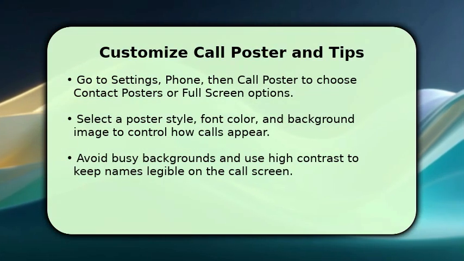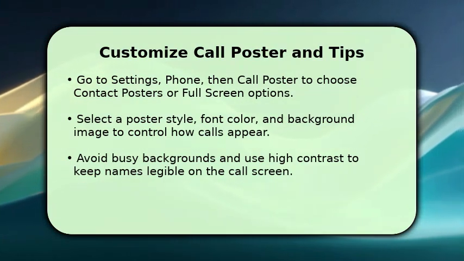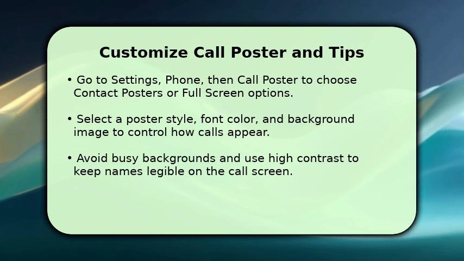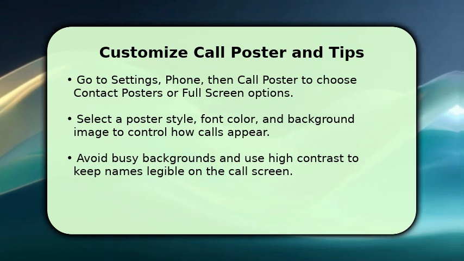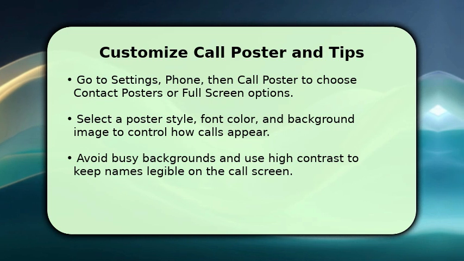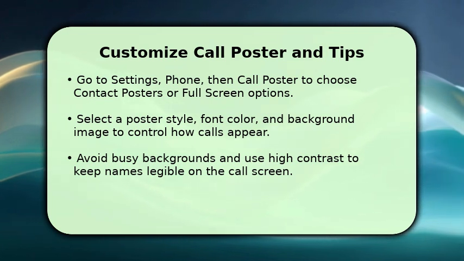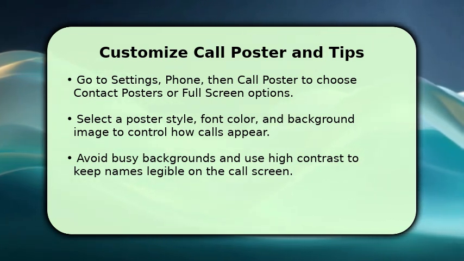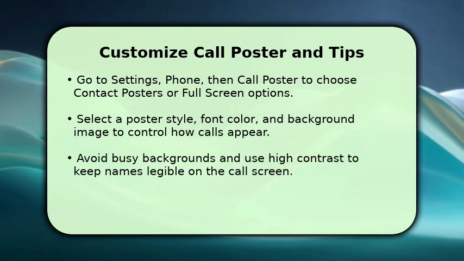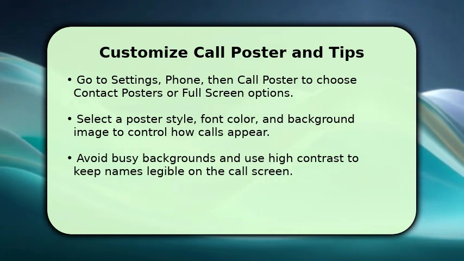Go to Settings, Phone, then Call Poster to choose contact posters or full screen options for incoming calls. Select a poster style, pick font color, and choose a background image to control how calls appear visually. You can also edit your own contact poster under your contact card to share a consistent look.